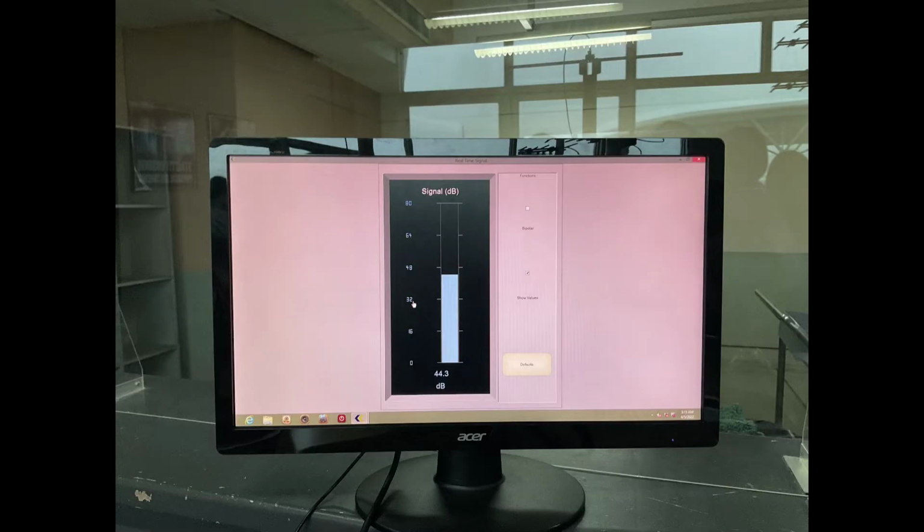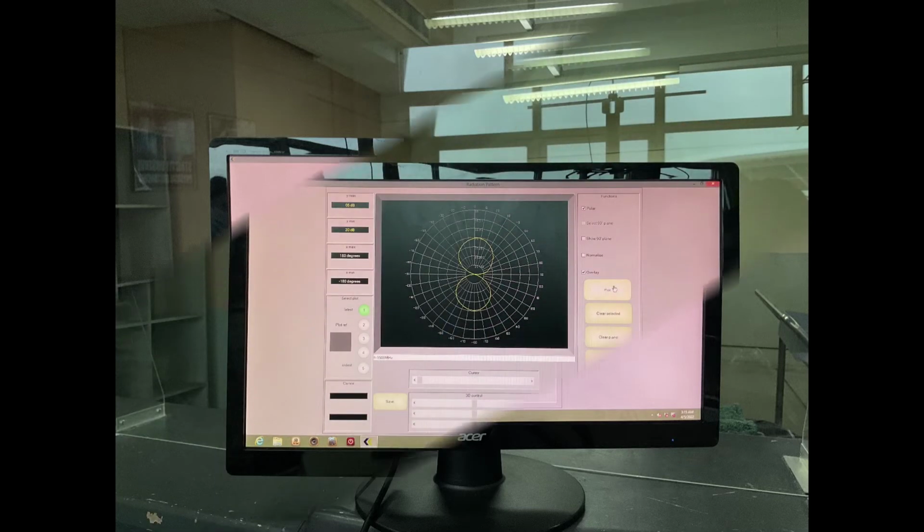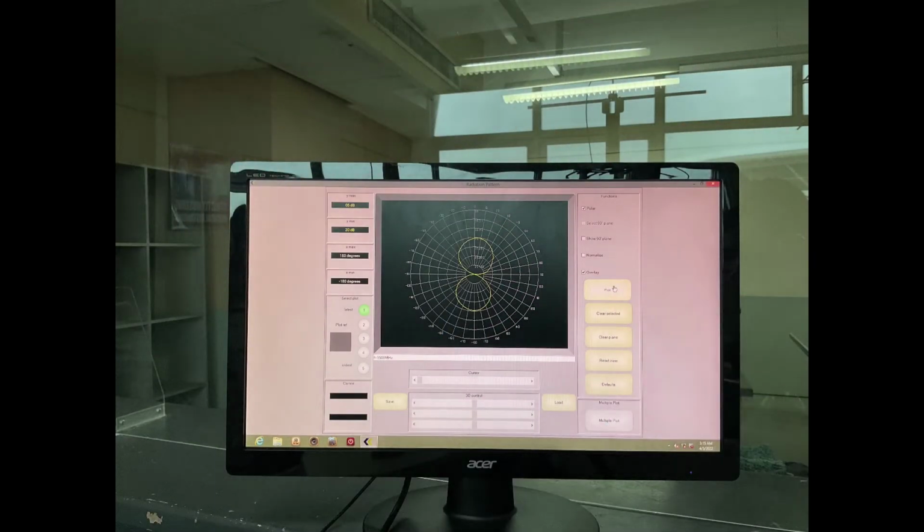The real-time signal display showed that the horizontal orientation of the dipole antenna transmits a signal level of 44.3 decibels. This was the maximum recorded signal strength. It was observed when the generator antenna was directly facing the receiving antenna and had minimum distance between the towers. The plotter recorded a radiation pattern that resembles a figure 8.